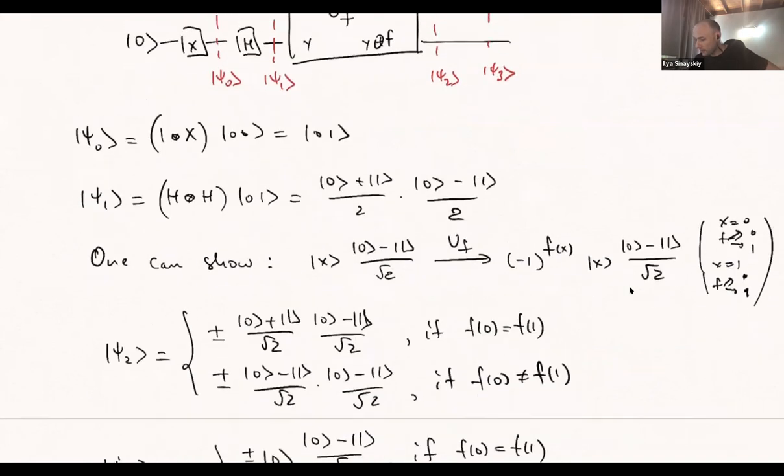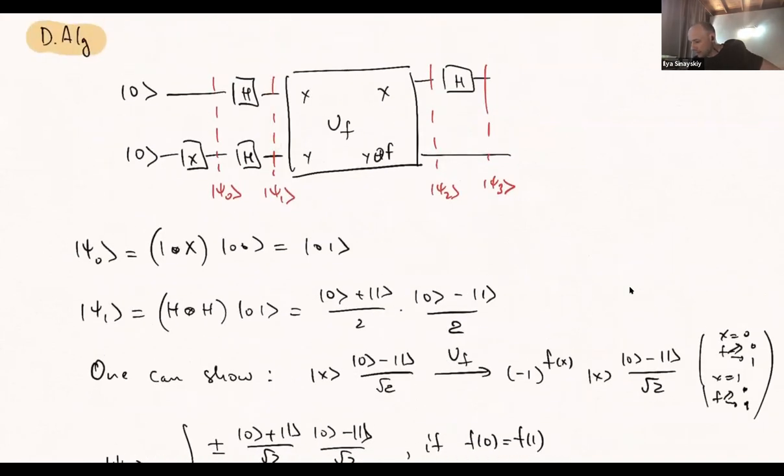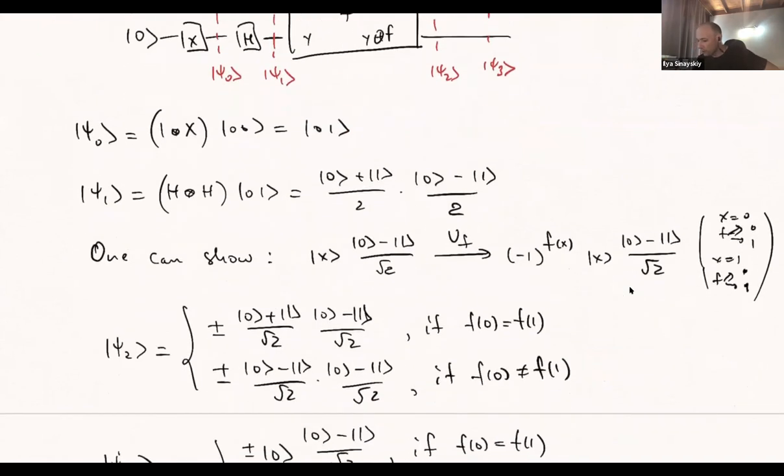And now it means that after this state goes through this device, or through this oracle, we're going to have a state which looks like this. And as you see, the state looks in a very interesting way, almost like our input state, but it will look like this only if f of zero is equal to f of one. And if f of zero is not equal to f of one, you're going to have something like this.